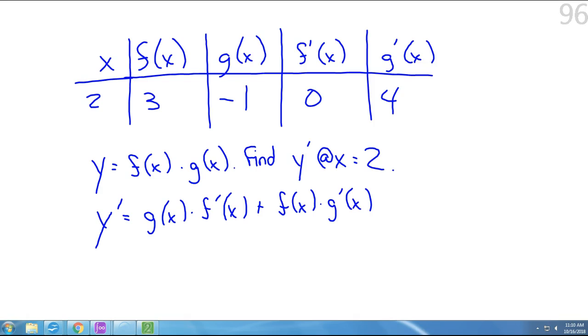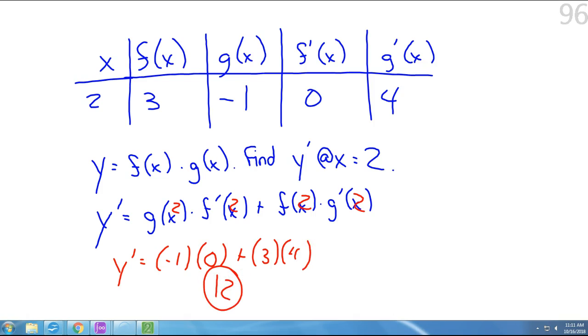And in all those cases, x is 2, right? So I can just go 2, 2, 2, 2. And then you're just plugging in numbers. So what is g of 2? Negative 1. What is f prime of 2? 0. What is f of 2? 3. You guys see where I'm getting the numbers from? Nobody's saying anything. We're good? Okay. And then g prime of 2 would be 4. So this part is just 0.